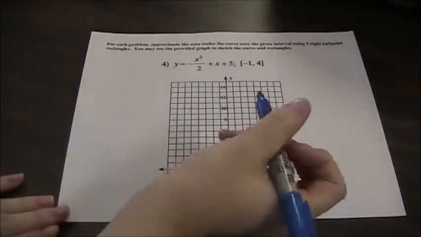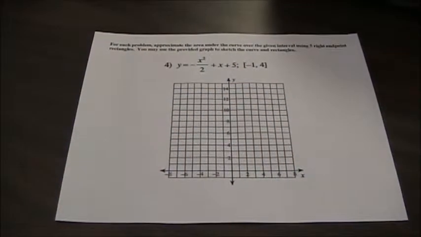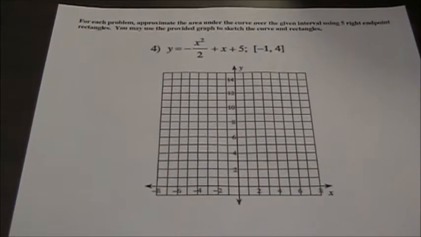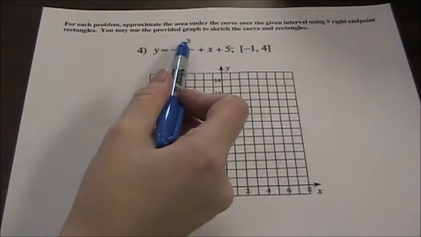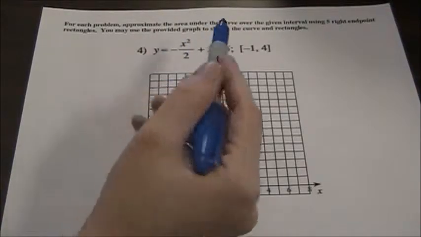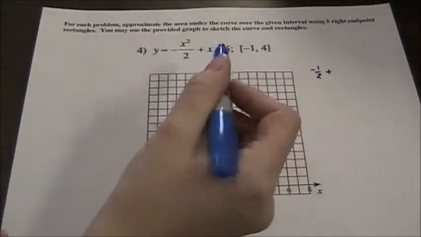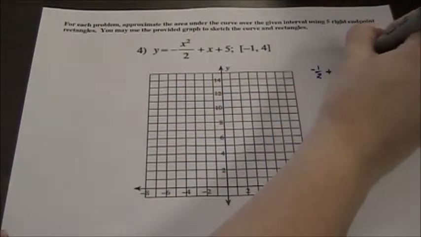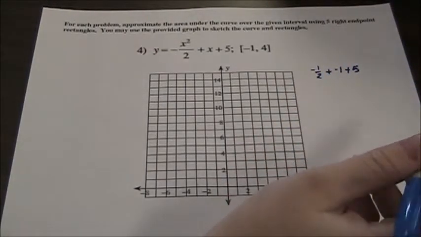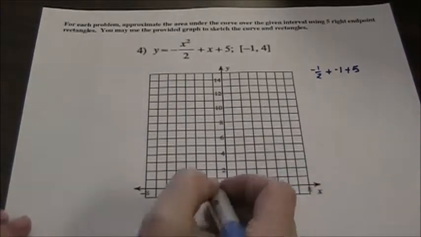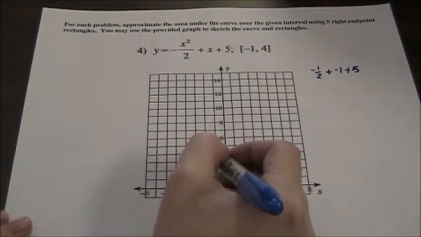And I'm going to start by plugging in my left endpoint, -1, into the function to get the corresponding y value. So let's see, -1, that'll be when it's squared, +1, so that'd be -1/2 plus -1 plus 5, which would be 4, plus -1/2, which would be 3.5. So -1 over to the left, 1 up, 3.5.